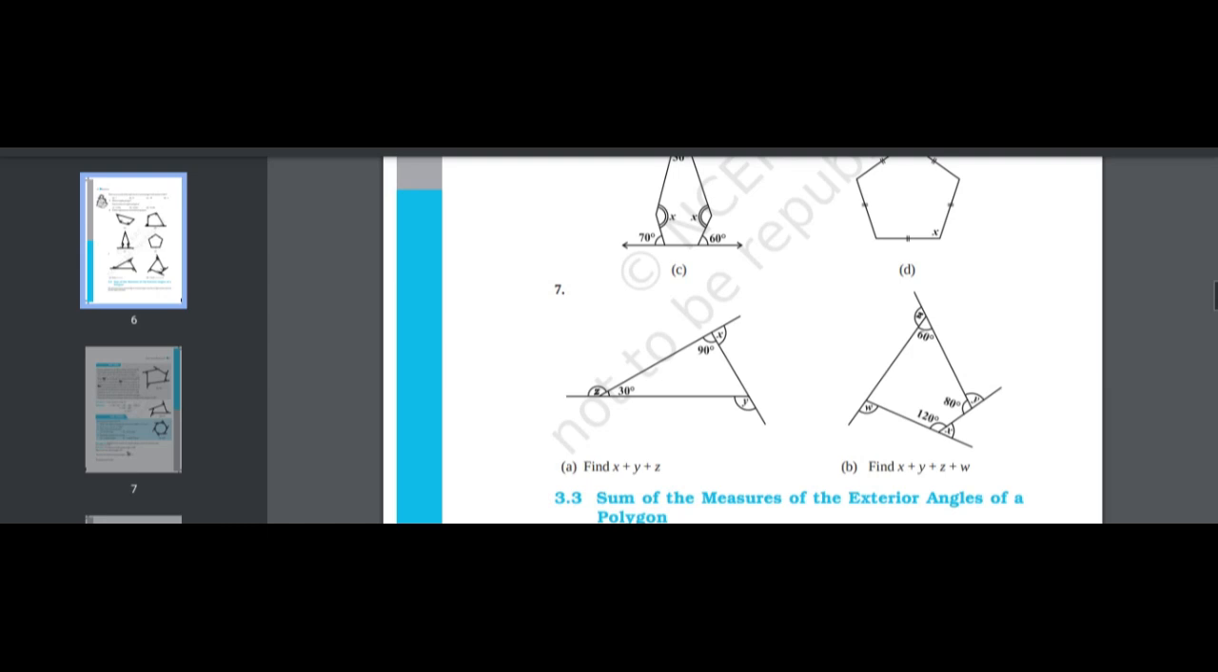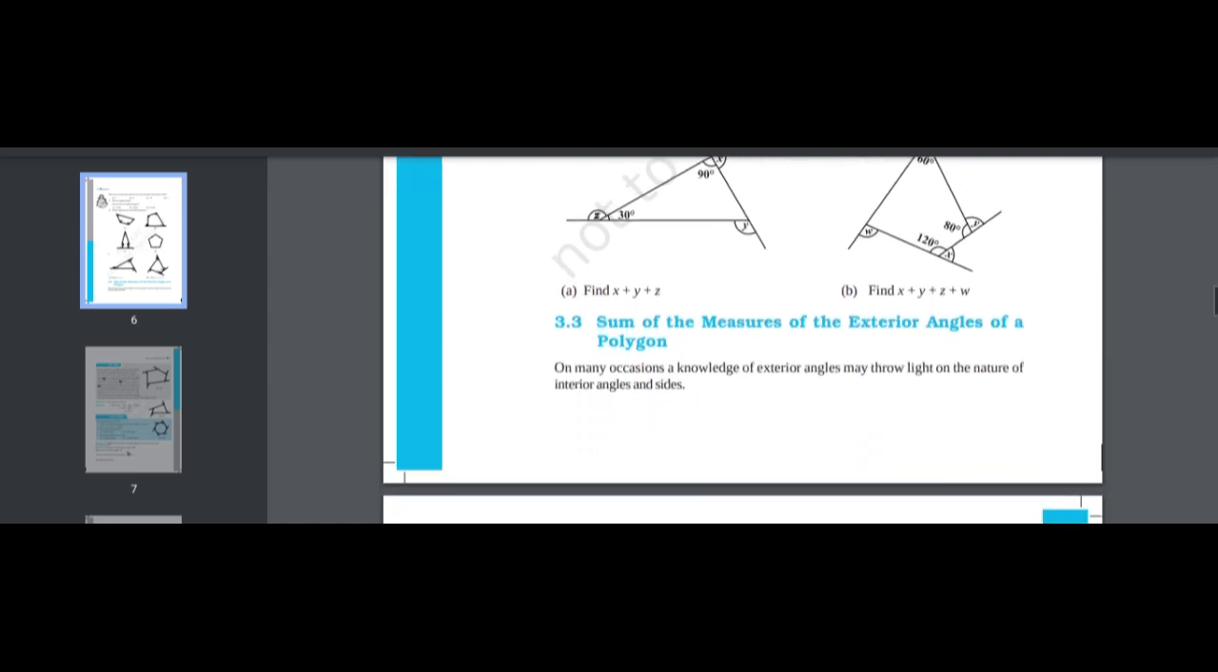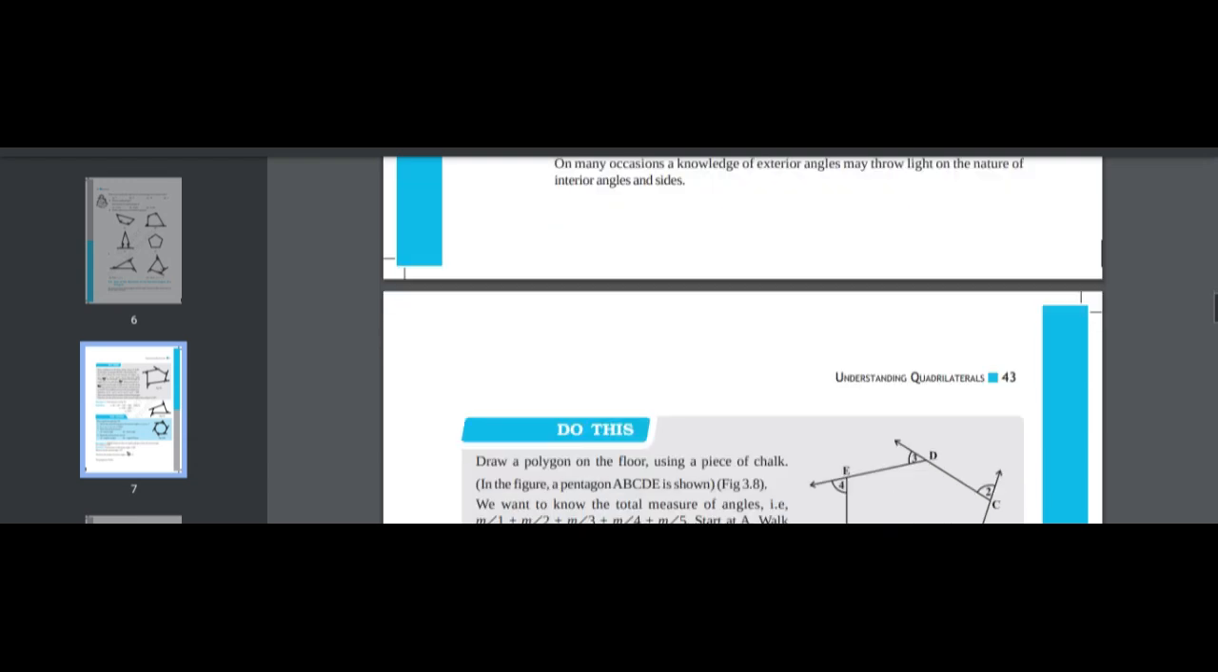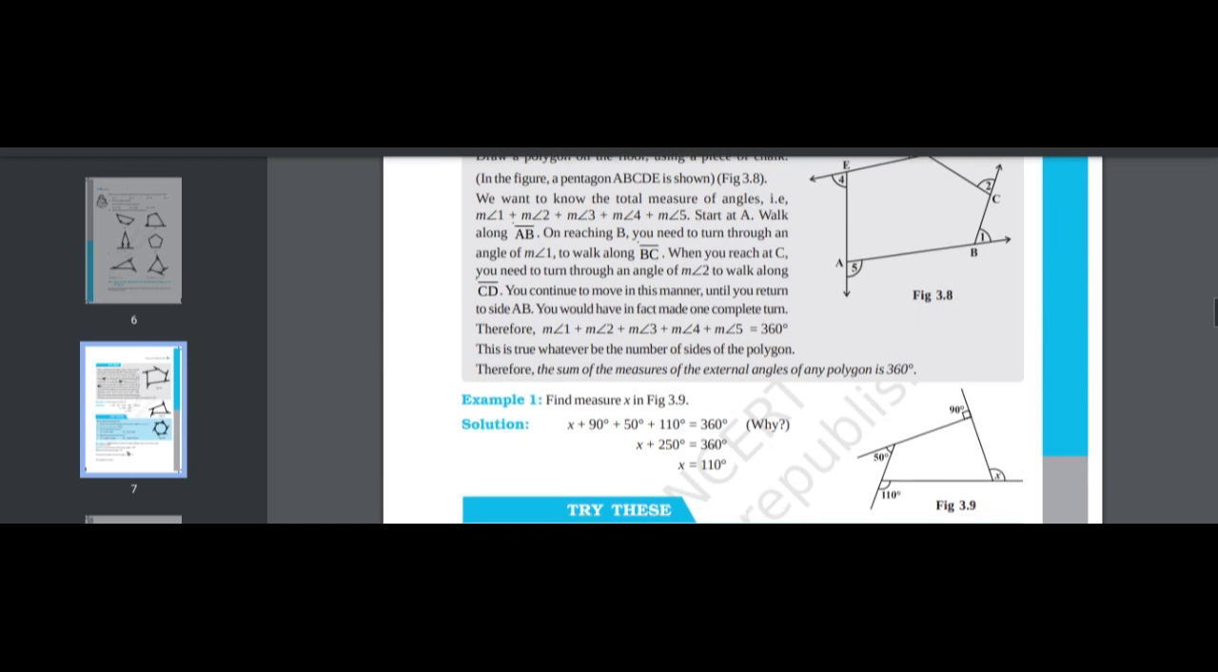Now here we have 3.3, sum of the measures of exterior angles of polygon. For example, if we have any shape of polygon, we have to measure the exterior angles. How can we measure the exterior angle? Basically, this is the question. Here we can get the idea of solving the exterior angles. Find the measure of x in fig 3.9.